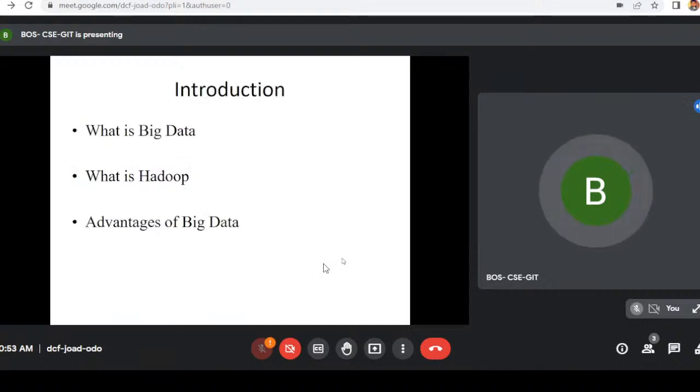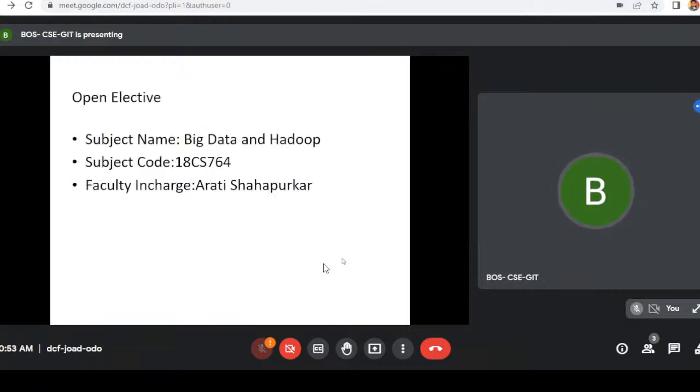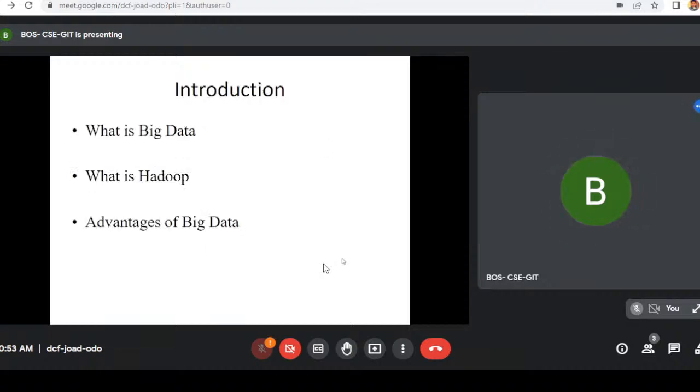So in this, the title itself says Big Data and Hadoop. We are going to study what is big data, what is Hadoop, what are the different advantages of big data, and what are the applications of big data. So let us first understand what is big data.